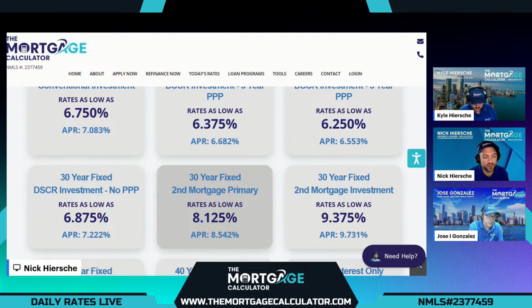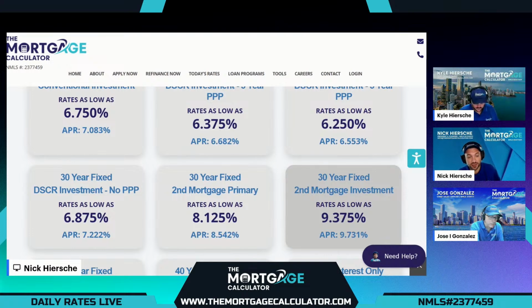Final APR 8.542. And the same option to get cash out of an investment property using a second mortgage. Rates as low as 9.375, definitely lower than a HELOC, and HELOCs are very rare for investment properties. And final APR 9.731.